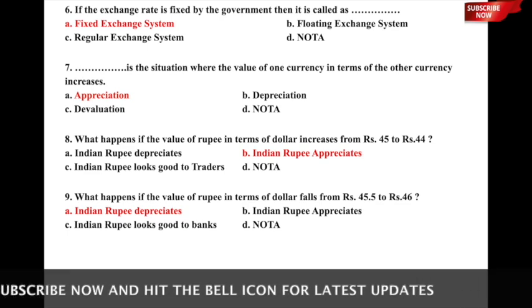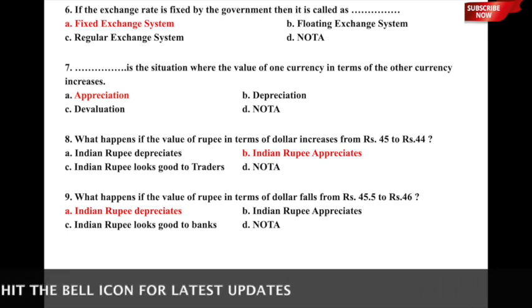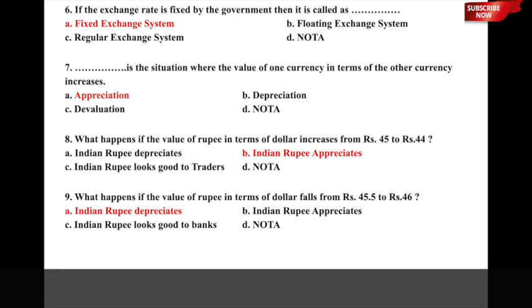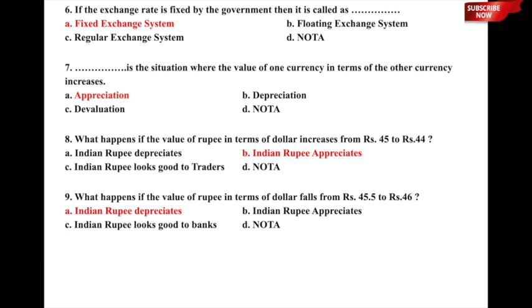If the exchange rate is fixed by the government, then it is called as dash. A very easy sort of question. If the exchange rate is fixed by the government, then it is called as A, fixed exchange system, B, floating exchange system, C, regular exchange system, or D, none of the above. So, here when it is fixed, the term fixed itself is giving us the hint that it has to be fixed exchange system, because in the previous question only we have seen what floating exchange system particularly means. It is when the value of the currency is left to the market forces.